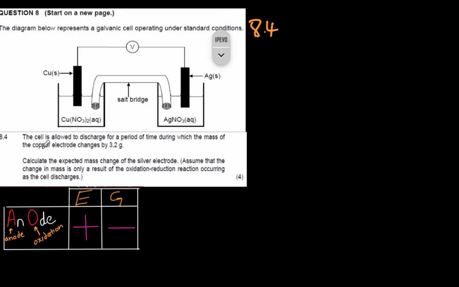Question 8.4 says the cell is allowed to discharge for a period of time during which the mass of the copper electrode changes by 3.2 grams. So the mass of this decreased by 3.2 grams. We know that it decreased because copper is undergoing oxidation. In other words, it's dissolving, and silver is undergoing reduction, hence the mass of the silver will build up there. So the mass here will be increasing. Moving on to the question, they say calculate the expected mass change in the silver electrode. Assume that the change in mass is only as a result of the oxidation and reduction as the cell discharges.